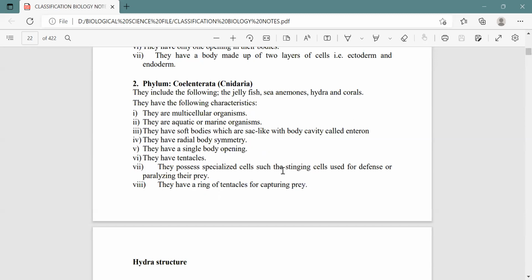Cnidarians belong to phylum Coelenterata. So the Cnidarians can also be called Coelenterates. The Coelenterates, they are the Cnidarians. But I implore you to read about their characteristics as given there.